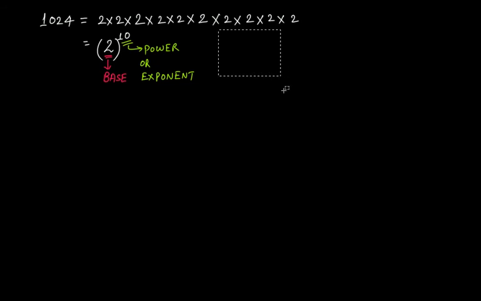It's not only that your base can be a positive number, your base can be a negative number as well, right? Like if we write here 2 raised to the power 10, if I write minus 2 raised to the power 10, right? So in this case, clearly minus 2 is the base, and this 10 is actually the exponent or power.